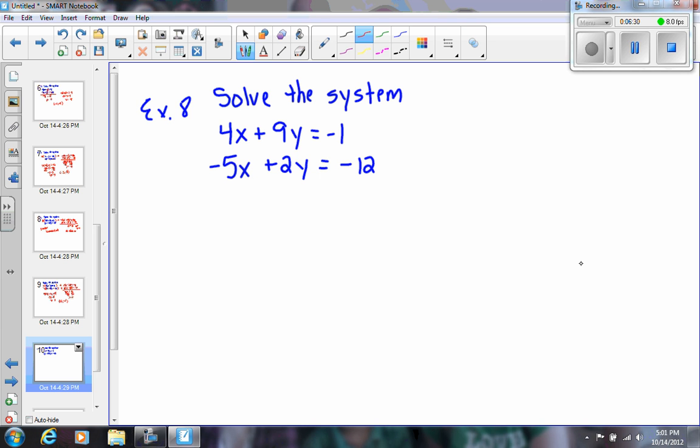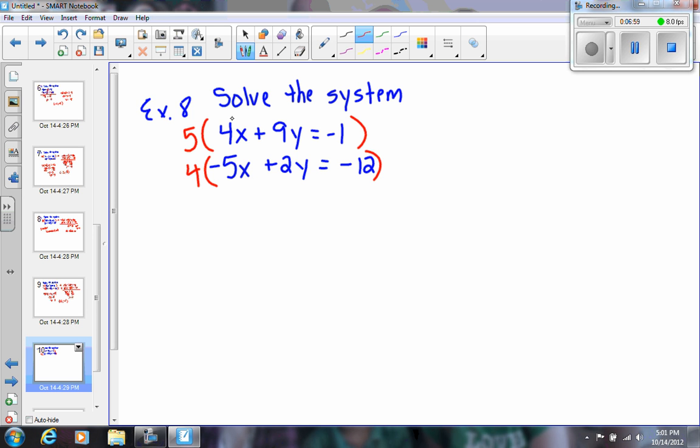All right, you'll see here we have the same kind of situation. Notice that there's nothing to multiply the 2 by to turn it into a negative 9y. There's nothing I can do here in one single move, so I'm going to have to multiply both equations. Now my goal is to make them be opposites of each other. So the x's are already opposites, so I'm going to eliminate the x's by multiplying the top equation by 5 and the bottom equation by 4.